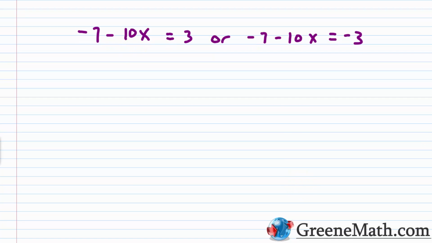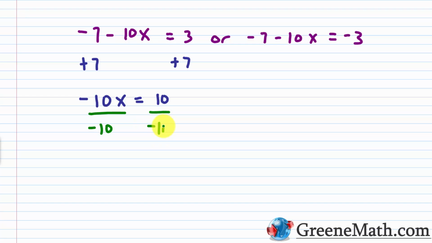So on the left, I'm just going to add 7 to each side of the equation. I'll have that negative 10x is equal to 3 plus 7, which is just 10. And now we can divide both sides of the equation by negative 10. And of course, this guy's going to cancel. I'll have x is equal to 10 over negative 10, which is just negative 1. So that's one solution. Let's get our other solution over here on the right.